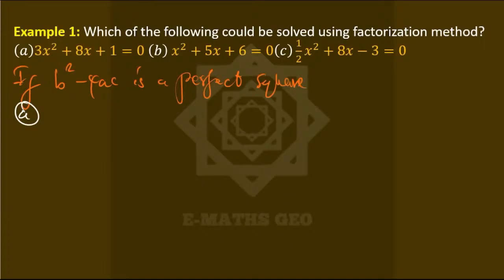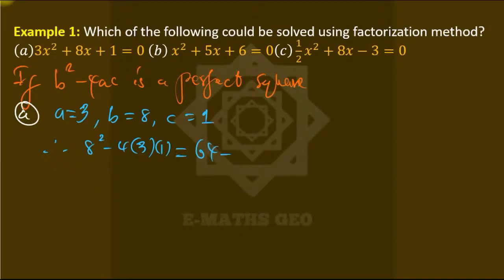So for the first one, what is a? a is 3. a is the coefficient of x squared. b is 8 and c is 1. Therefore, let's test if b squared, which is 8 squared, minus 4 times 3 times 1, will give us a perfect square. It is 64 minus 12. What is 64 minus 12? That's 52. So 52 is not a perfect square, because it will not give us a rational square root.